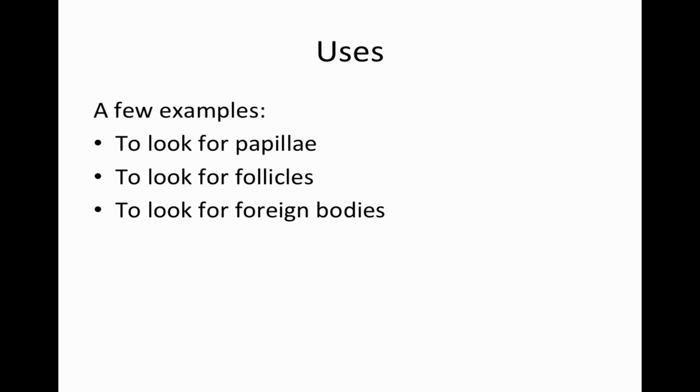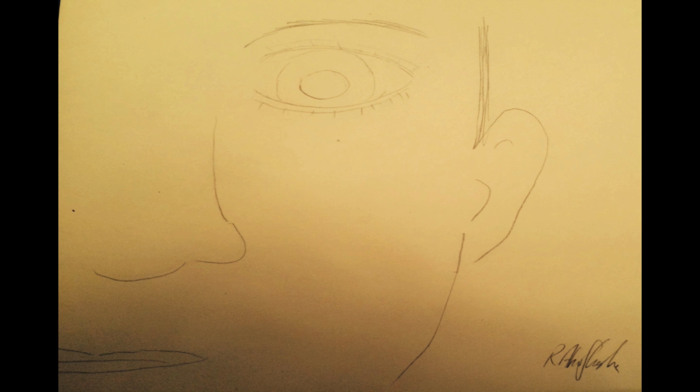There are many different reasons why we evert the upper lid in the ophthalmology practice. I've listed 3 common reasons, including papillae, looking for follicles, and then looking for foreign bodies. Now there's no one standard technique of how to evert the upper eyelid. Everyone has their own preference, and I'll be going over my own personal technique.